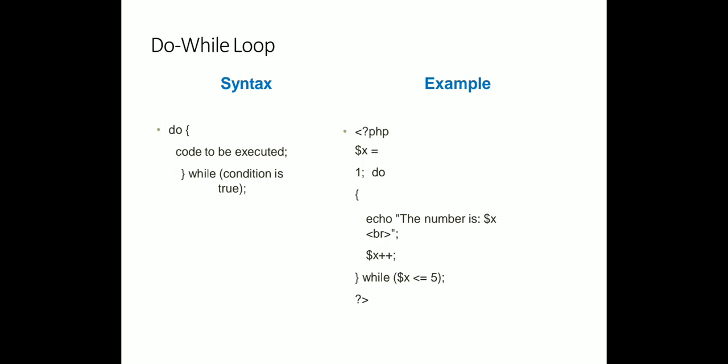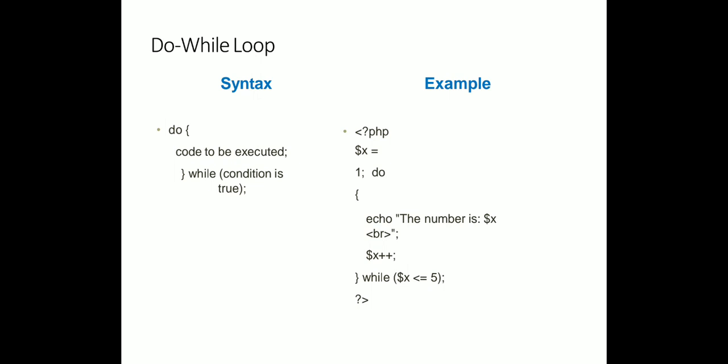Then do while loop. The do while loop syntax is having do, the code to be executed, and after closing the do loop, you have to provide the while and the true condition with semicolon. It is shown in the syntax table. An example given is define $x equals to 1, do, started the do loop, echo the number is $x, break this statement and in the next line, $x plus plus while.